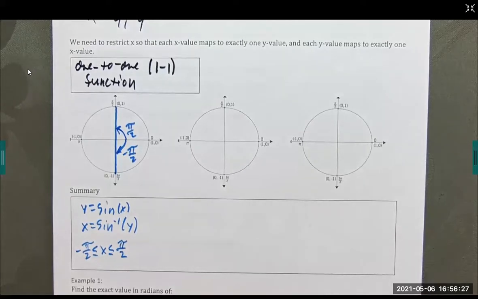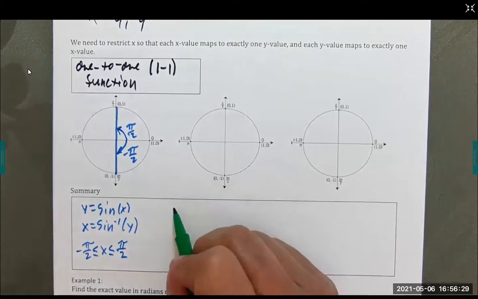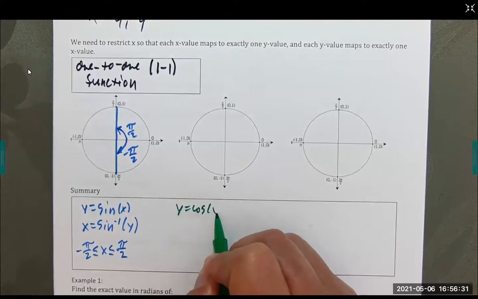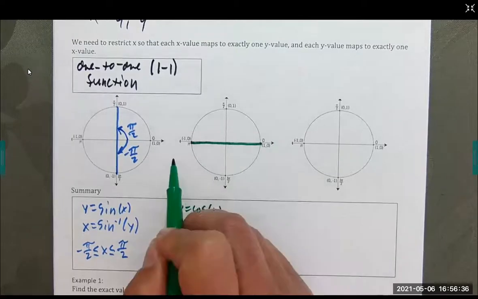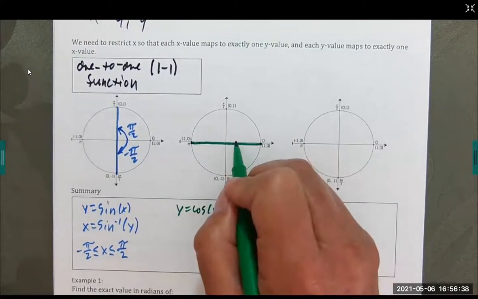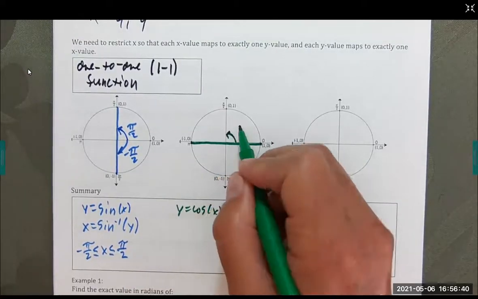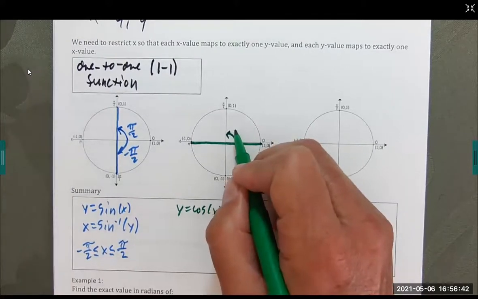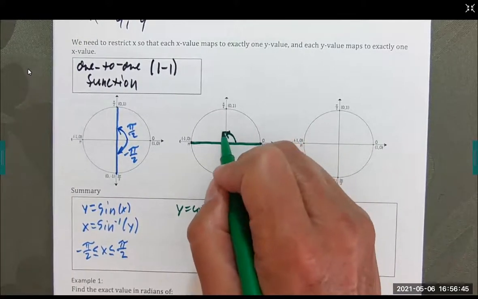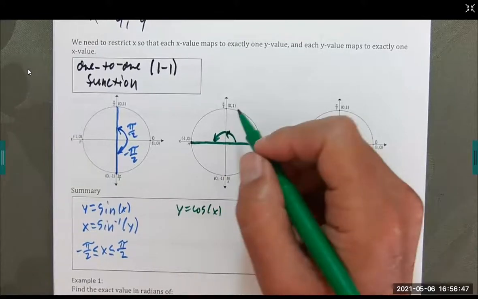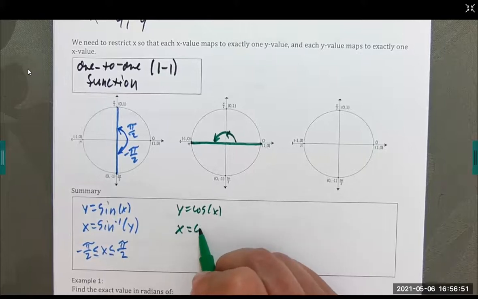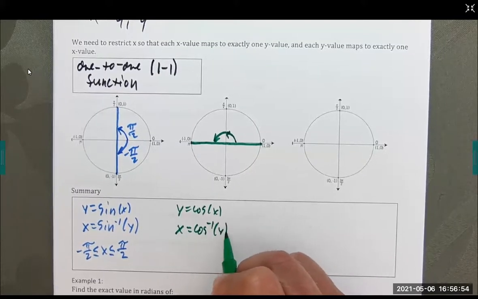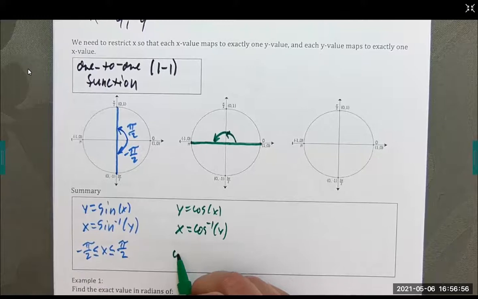For cosine, cosine is represented with the x, negative 1 to 1, which means we're going to be covering pi over 2 and all the way to pi. So the restrictions in this case are going to be from 0 to pi.